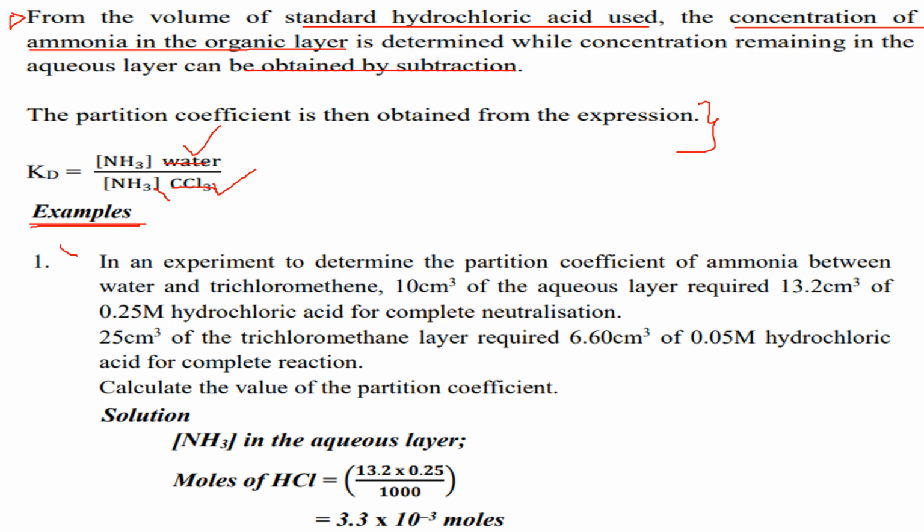As opposed to Roman number 1, we are saying that in an experiment to determine the partition coefficient of ammonia between water and trichloromethane, 10 centimeters cubed of the aqueous layer require 13.2 centimeters cubed of 0.25 molar HCl. Now I want you to realize that whenever we are going to do our calculations, we are going to start with this statement from here, from 13.2 to 0.25 molar of HCl. That's what we start by interpreting.